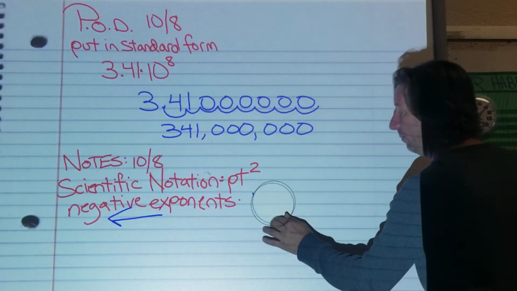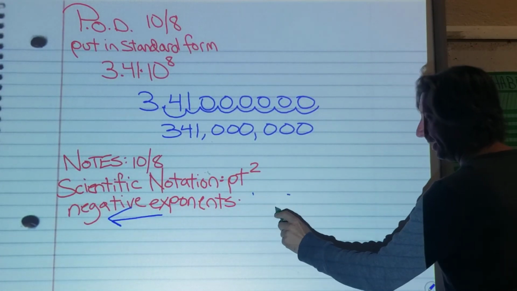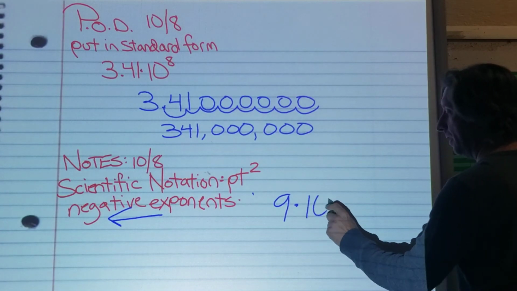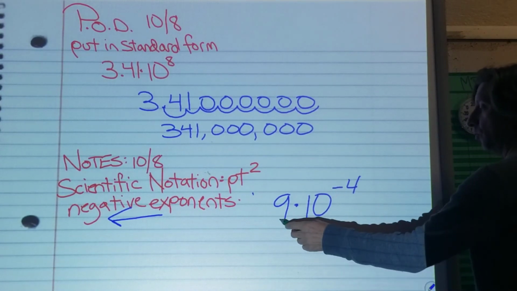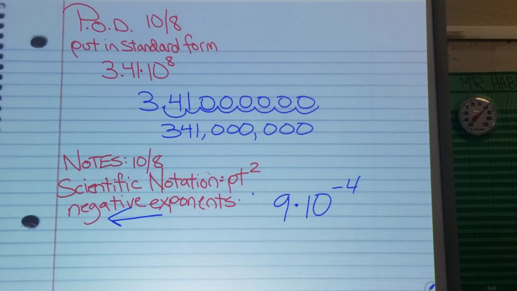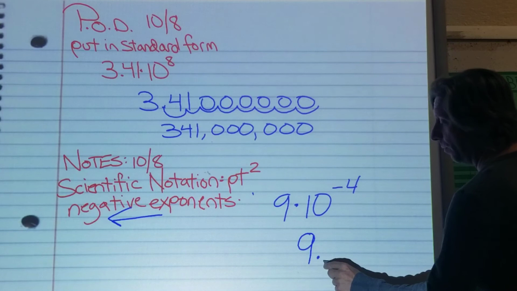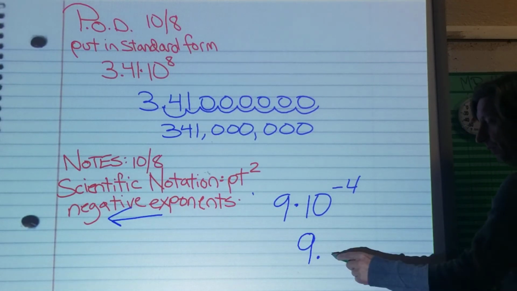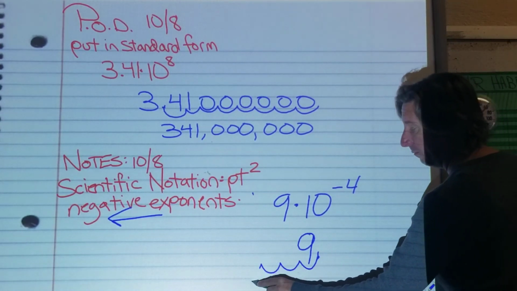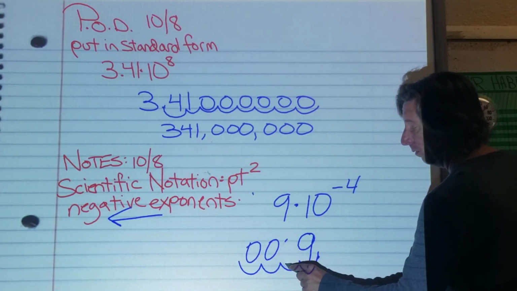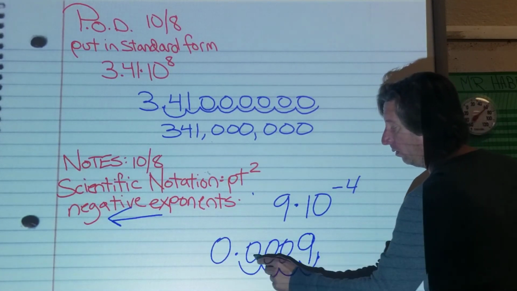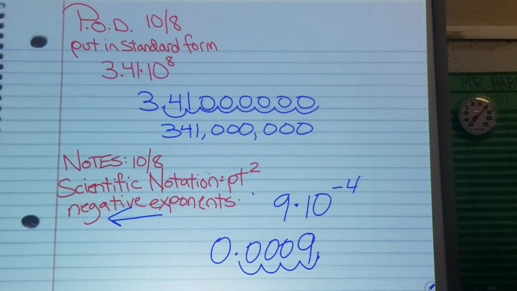I'm going to say 9 times 10 to the negative 4th. Well, this one doesn't have a point, does it? So when they don't have a point, just like yesterday, just put an invisible point here at the end of it. All right? 1, 2, 3, 4. 0.0009. And then you can throw a 0 in front of the point. Pretty easy stuff. All right, so try some of these today.